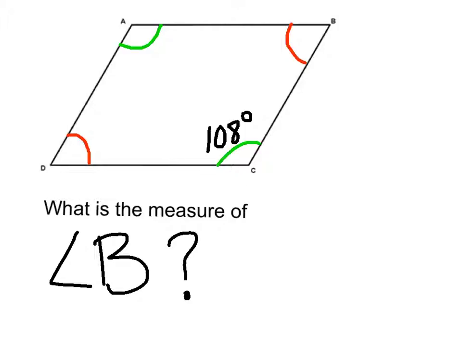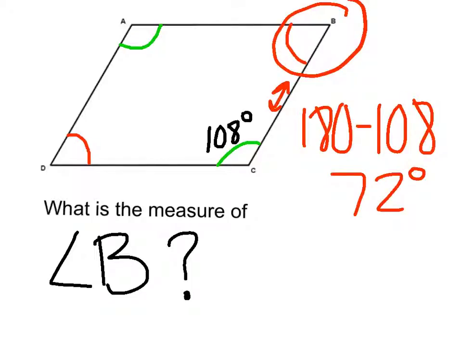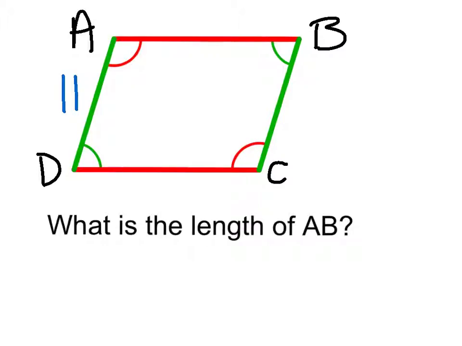Okay, solution for practice problem number 1. We want the measure of angle B. How are we going to find the measure of angle B? Right. These are supplementary angles because they're consecutive. So that means we need to take 180 minus 108. And what does that give us? 72. That should be your answer. Alright, practice problem number 2.